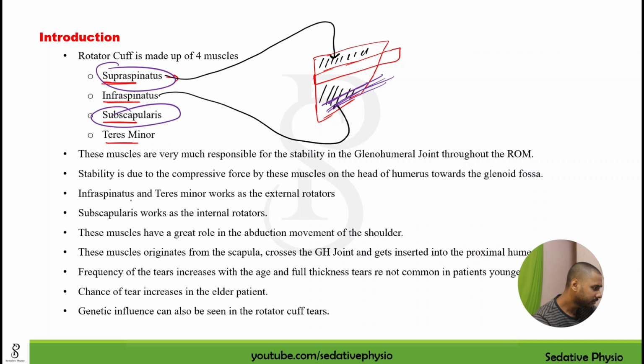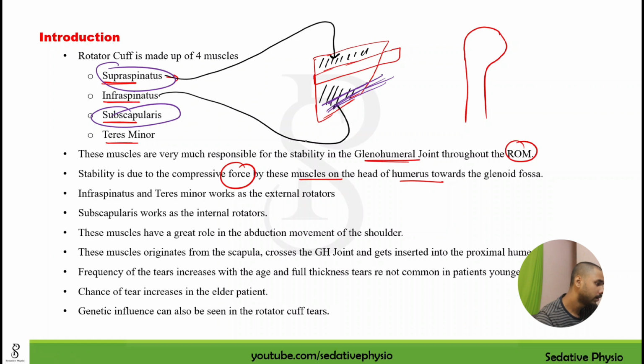Now, these muscles are very much responsible for the stability of the glenohumeral joint throughout the range of motion that I have just discussed. Now, stability is due to the compressive force by these muscles on the head of the humerus through the glenoid fossa. Now let's imagine this is your head of humerus, your humeral head, and this is the glenoid fossa.